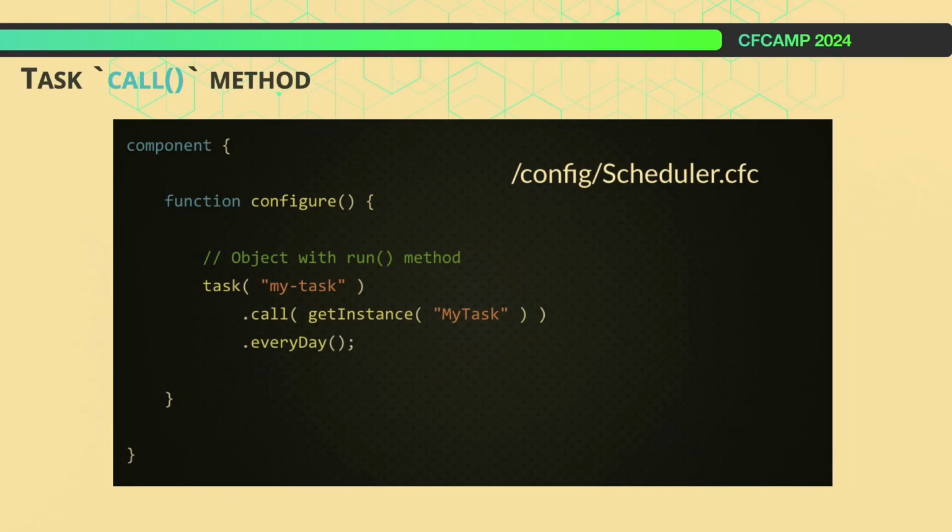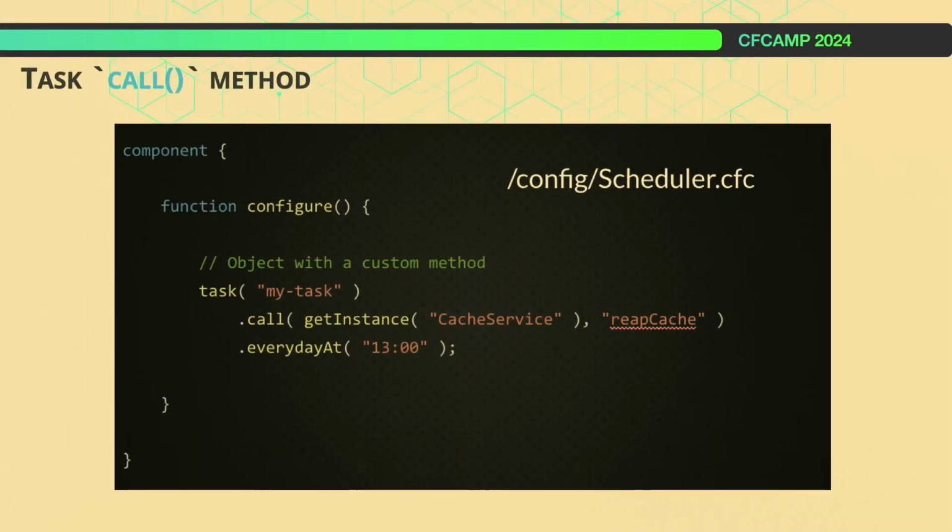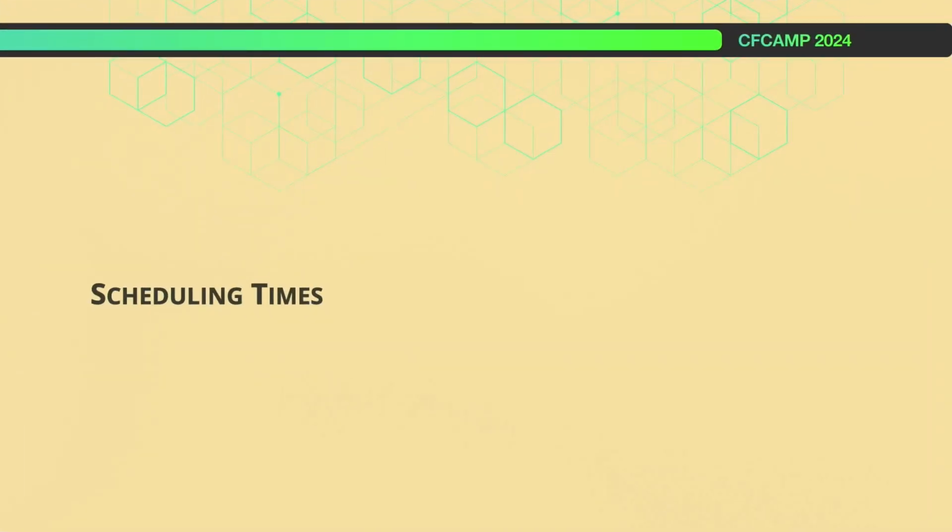Now you can pass a second parameter and tell me which method you want me to call as well. And then I will call that method on that object for you. So you have options there for reusability. Here is an example for the method. I say, hey, call the cache service object, the reap cache method, every day at 1 p.m. That's it. Scheduling times. So the call method is really simple. It's really up to you to do your scheduling.